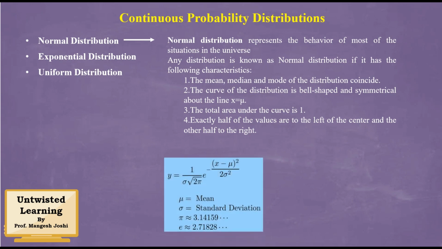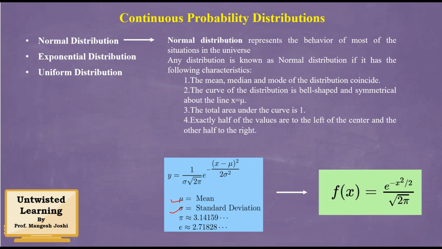This is the formula for the normal distribution, where mu is the mean and sigma is the standard deviation. If you put mu equals 0 and sigma equals 1, you will get this equation, which is called the standard normal distribution.